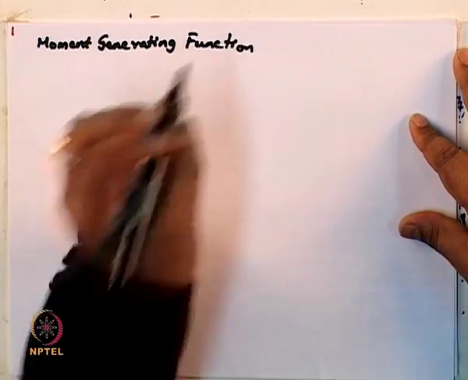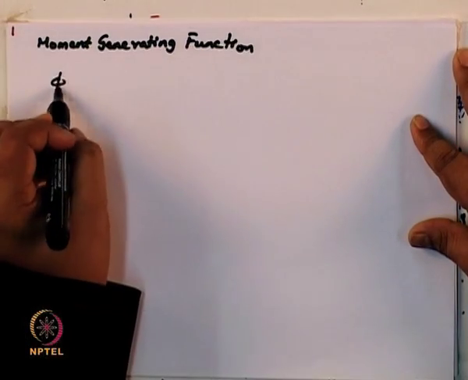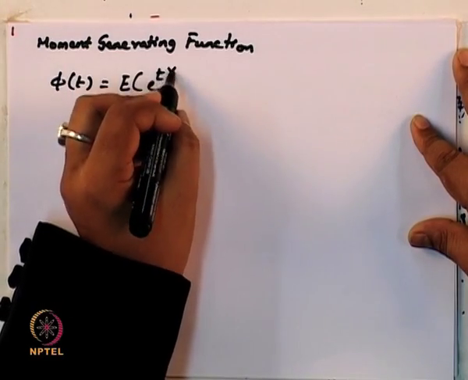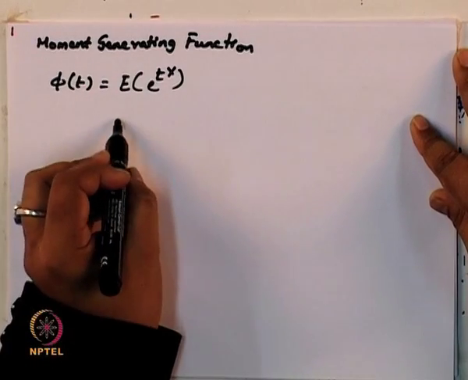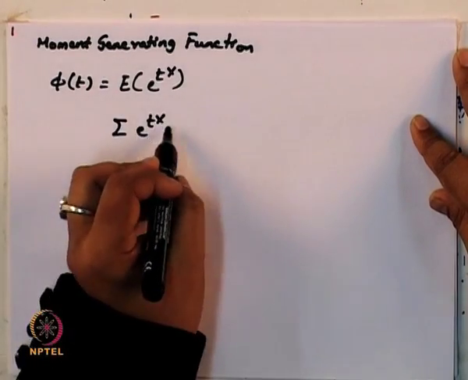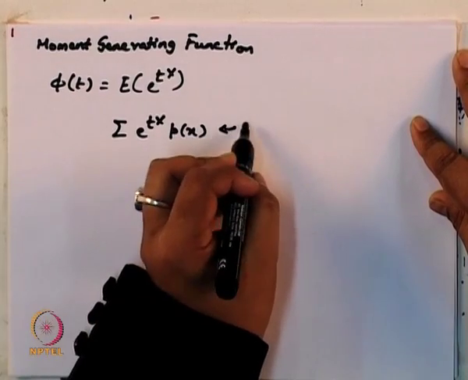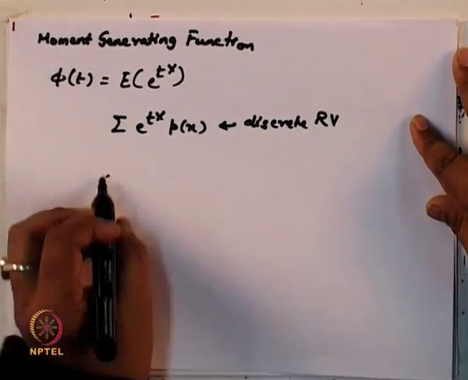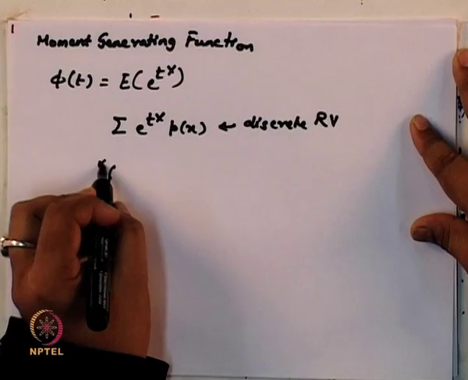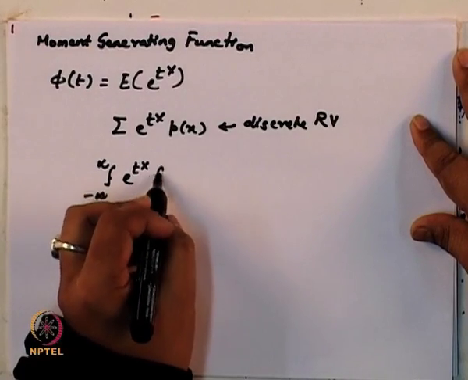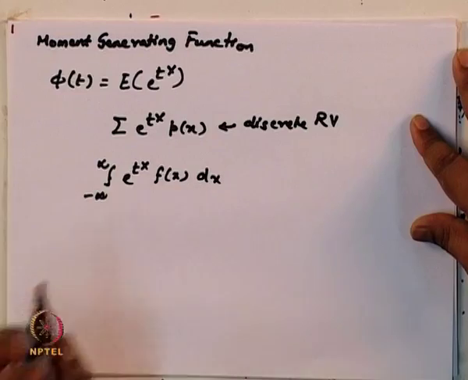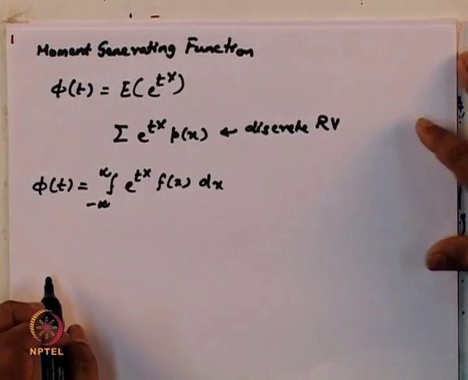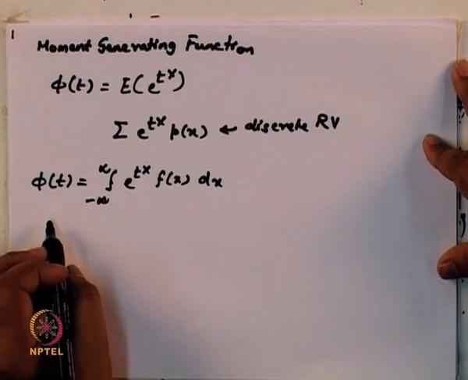A moment generating function phi of t is defined as the expectation of e to the power t x. Okay. So, this would be the summation of e to the power t x into p of x for a discrete random variable, or the corresponding integral for a continuous one. Okay. So, phi of t. Now, let us take the case of the continuous random variable and derive.